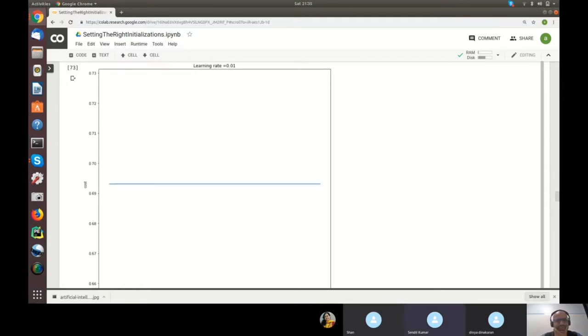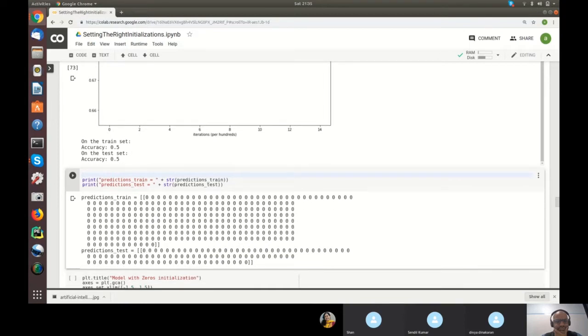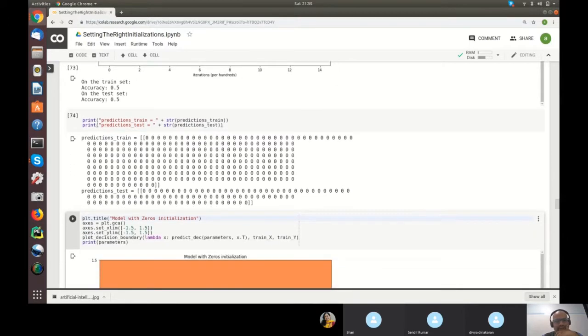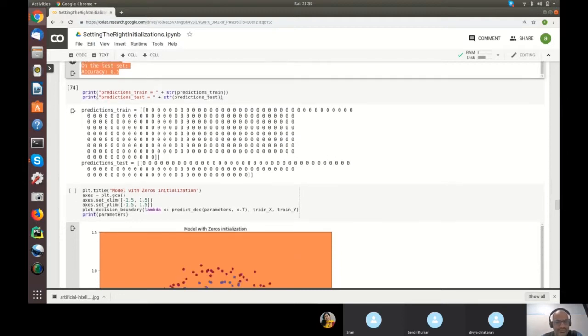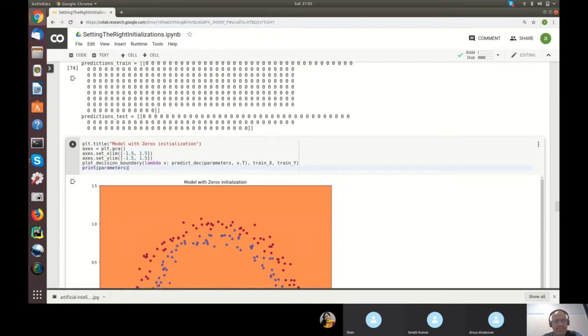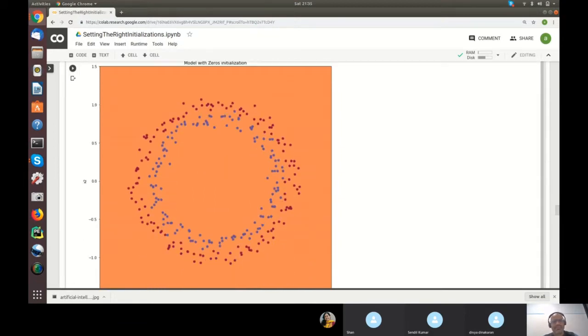In this case, it basically predicted everything to be 0. So the accuracy was 0.5. It got half of them correct and half of them wrong. And this is just a plot showing that it gave the same prediction to all the data.